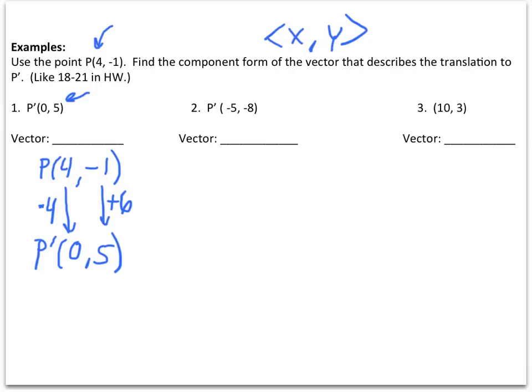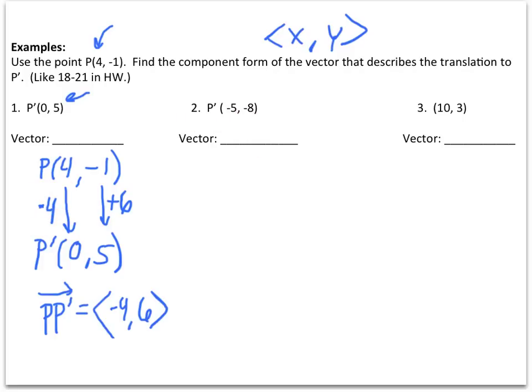The component form of the vector, which is going to be the vector PP prime, is equal to <negative 4, positive 6>. Another way to look at this is to take your P prime, your image, and subtract your pre-image. So 5 minus a negative 1 gives me positive 6, and 0 minus 4 gives me a negative 4.